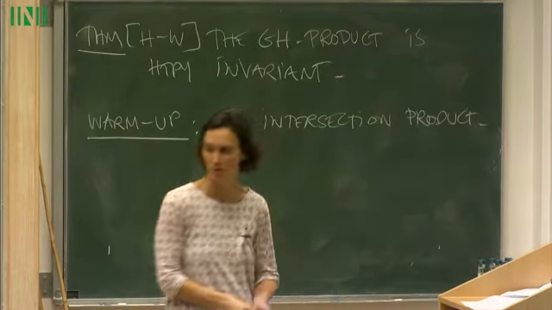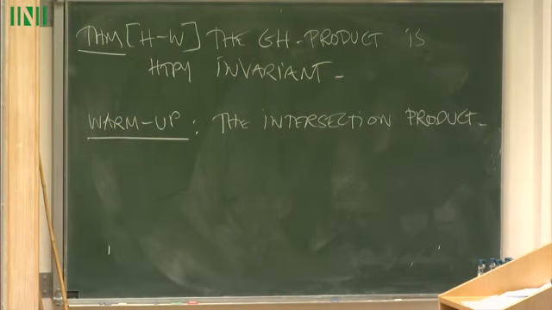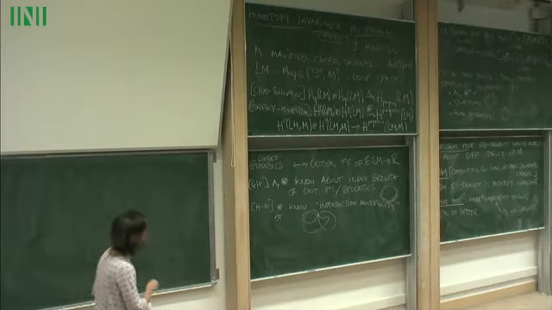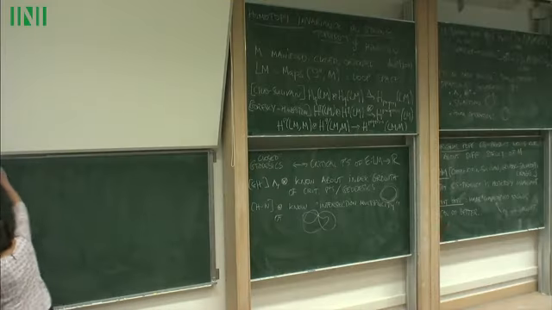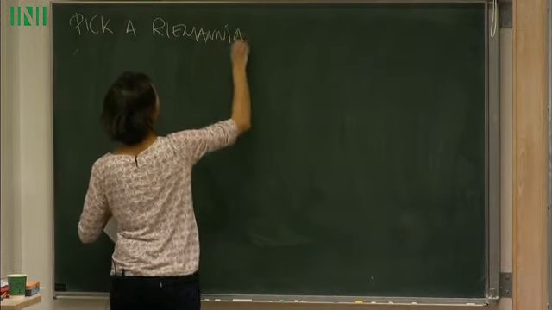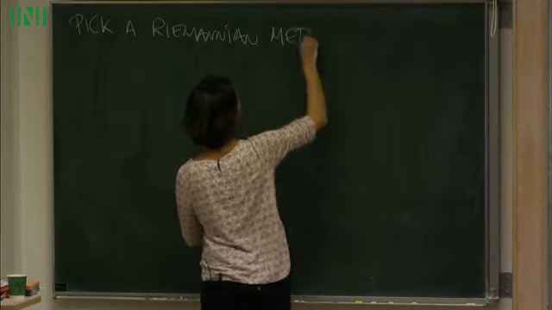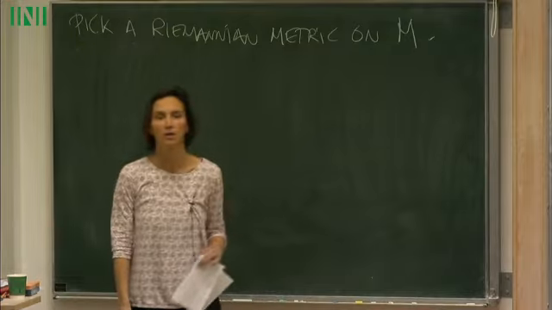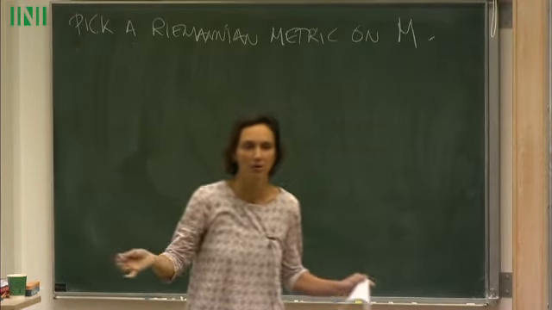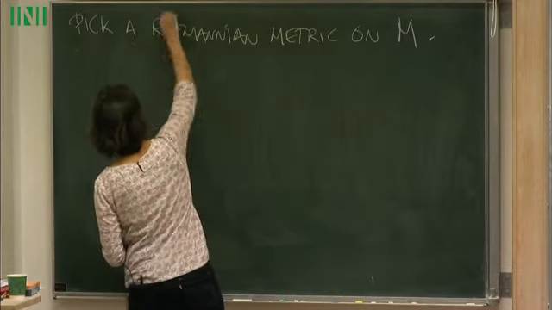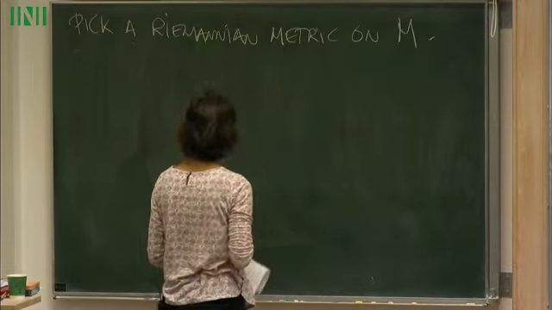I still have one more board. So the first thing I want to do is to pick a Riemannian metric on M. I can always do this, and as we're anyway going to show homotopy invariance, I'm allowed to pick any structure I like. They won't matter, okay?